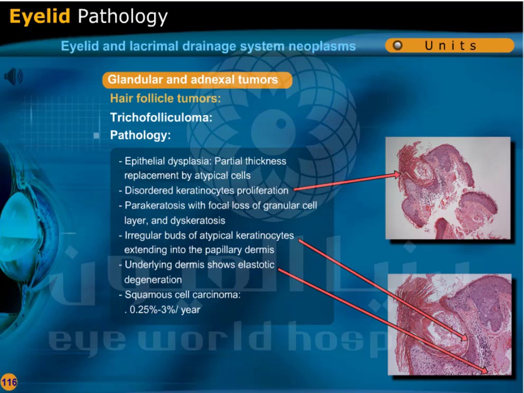There is epithelial dysplasia, partial thickness replacement by atypical cells. Disordered keratocytes proliferation. Parakeratosis with focal loss of granular cell layer and dyskeratosis. Irregular buds of atypical keratocytes extending into the papillary dermis. Underlying dermis shows elastotic degeneration. Squamous cell carcinoma, 0.25% to 3% per year.